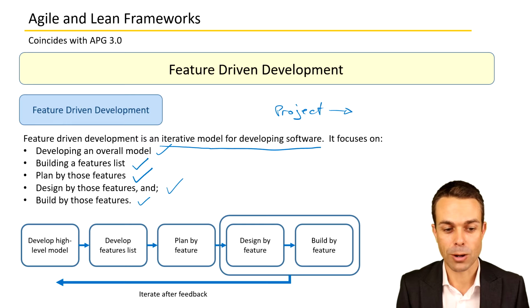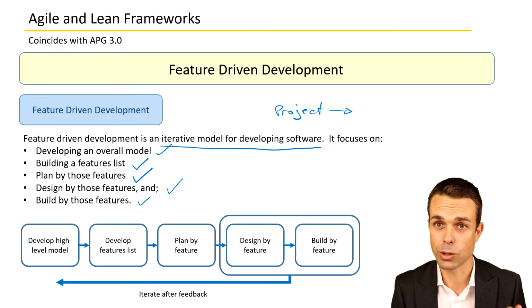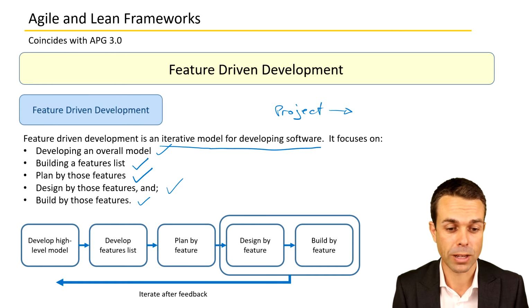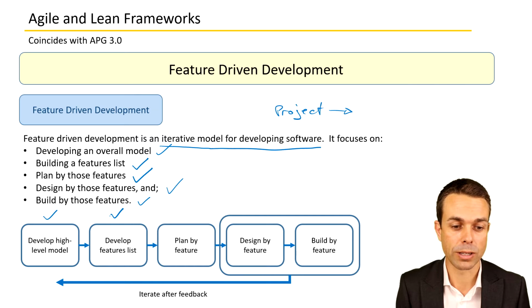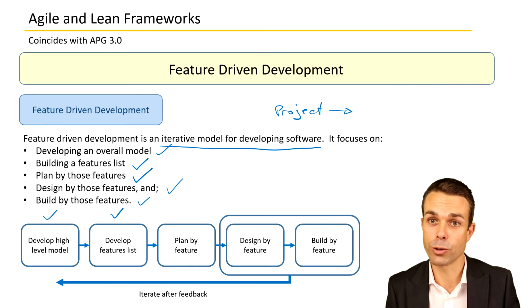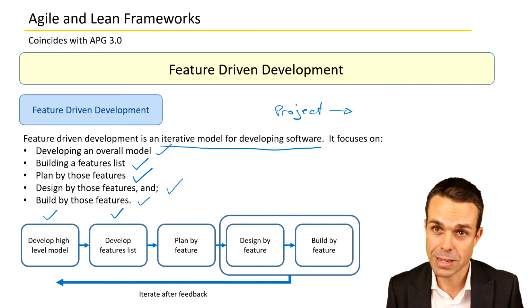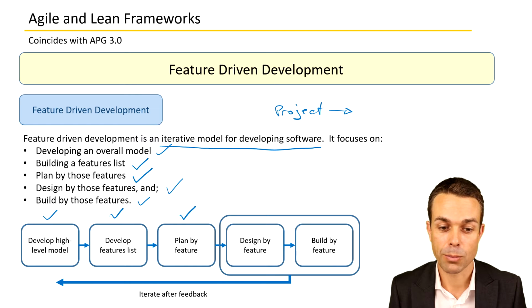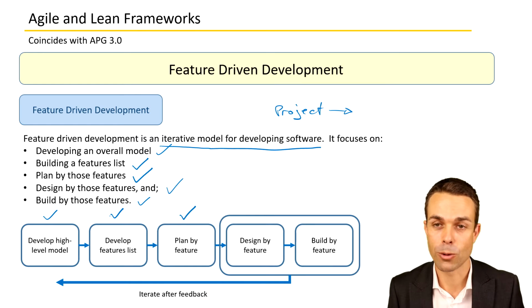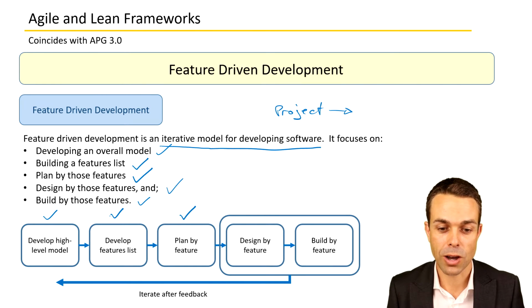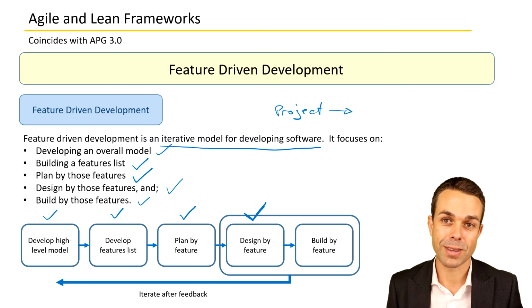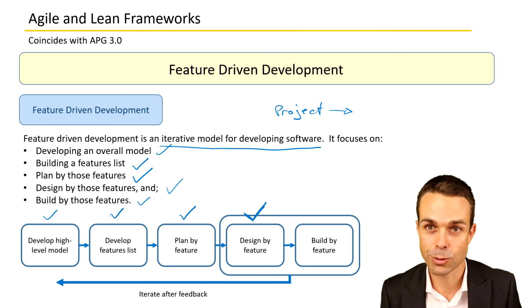So from left to right, we're developing the high-level model of what we're looking for, what we're going to develop. Then we develop the features list. So how would we support that, the overall view of what we're wanting to do? What features will we develop? So then we plan by those features. How are we going to get it done? Then we design by those features. So we design the overall product by those individual features.